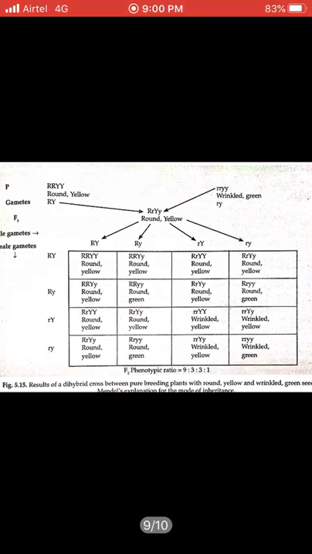In this, the F1 generation is round and yellow, capital R small r, capital Y small y. After that, the checkerboard for the dihybrid cross is made, in which you have to learn the sequence of how to write and cross to form the output. There are two ratios, phenotypic and genotypic. The phenotypic ratio is the physical ratio, that is 9:3:3:1, and the genotypic ratio you have to calculate according to the genes.